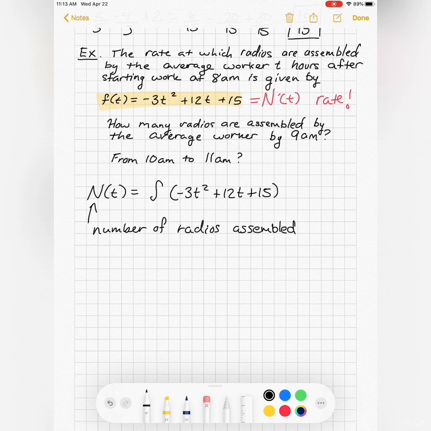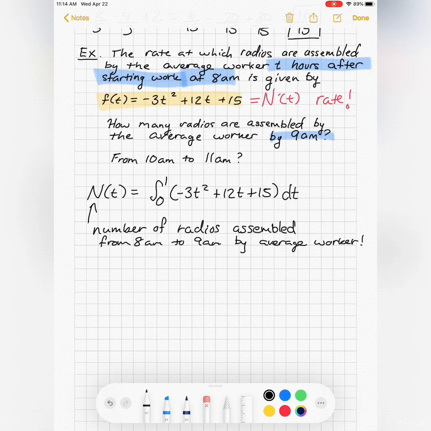Okay, so let me look at, well, what is this asking specifically? This is asking by 9 a.m. So we're starting at 8 a.m. Okay, so this is saying T hours after starting at 8 a.m. So if I want to know what happens between 8 a.m. and 9 a.m., aren't I looking at the integral from 0 to 1? So this would be the number of radios assembled from 8 a.m. to 9 a.m. by your average worker.